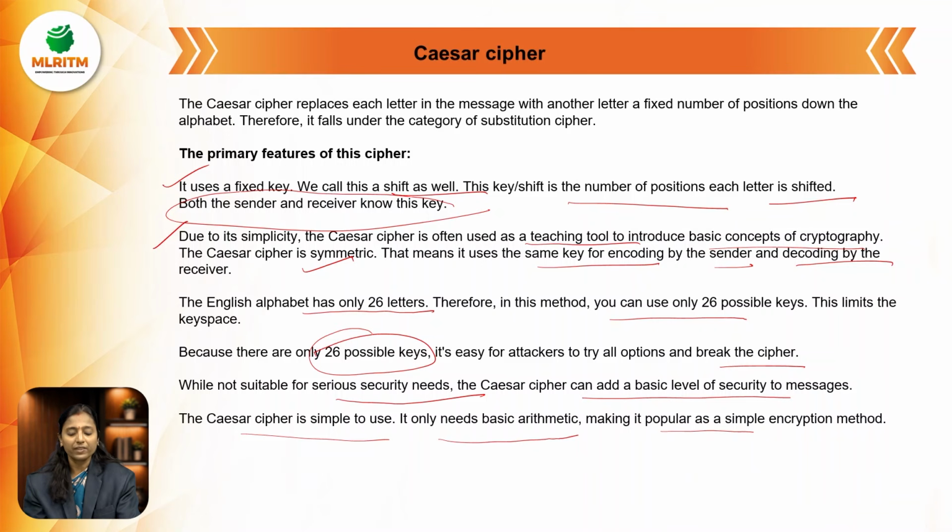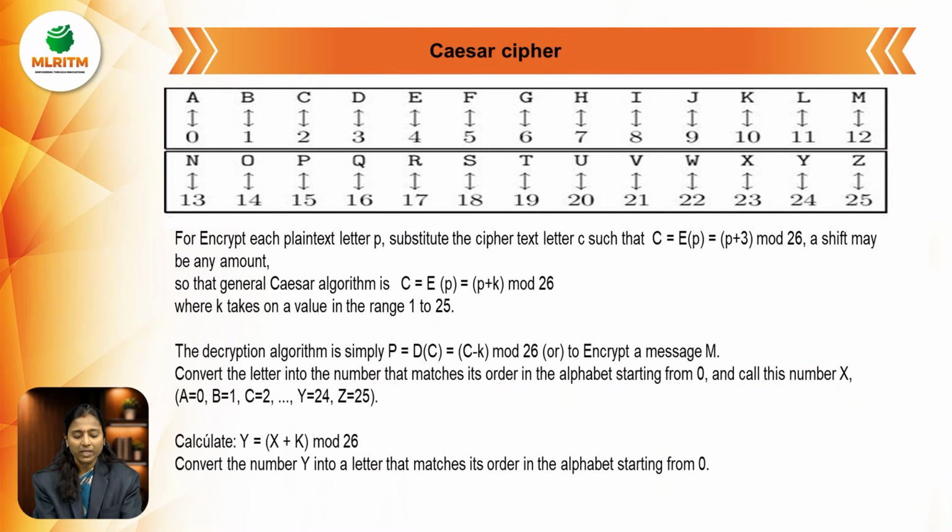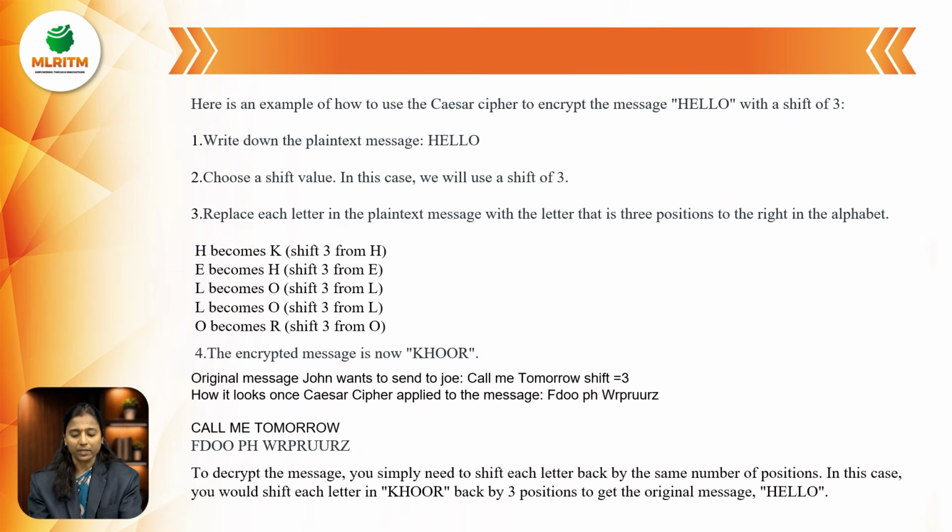These are the primary features of the Caesar cipher. For example, here we are taking the alphabets A to Z. That is 1 to 26, but here A is taken as 0, B is 1, C is equal to 2, and up to Z, that is 25. For each substitution of a letter, we write in this format. For example, Caesar cipher encrypting the message hello. The shift is referred to as the key.